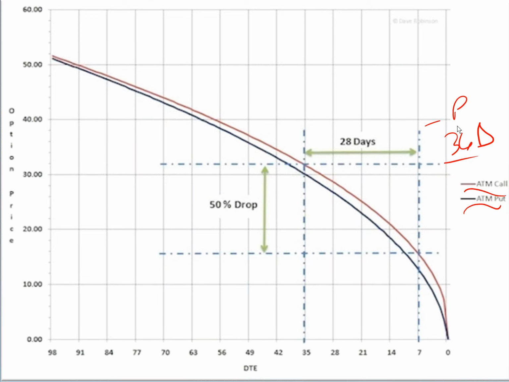So this graph would be a little bit different, but I just want you guys to wrap your heads around theta decay and what happens. We want shorter duration. So we're going to be looking at 35 days to expiration to implement this strategy.